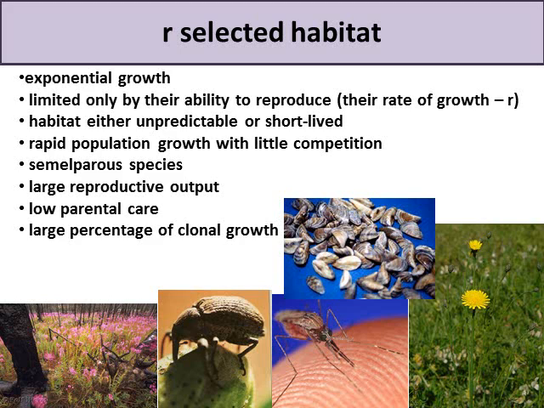These tend to be semelparous, so they tend to have one reproductive event and have a lot of offspring, little parental care. Classic semelparous species, and a lot of clonal growth. So these would be habitats, and the habitat is affecting life history of the organisms.